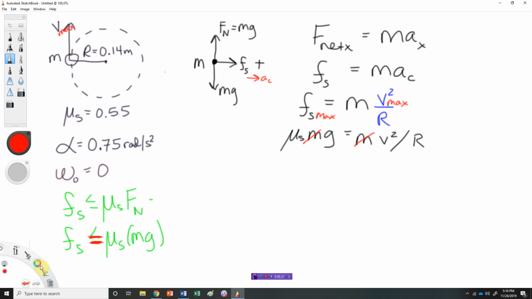Multiply both sides by r to get v alone. v squared equals r mu g. I'm not going to square root it yet. This will give us linear velocity, but the problem didn't want linear velocity.